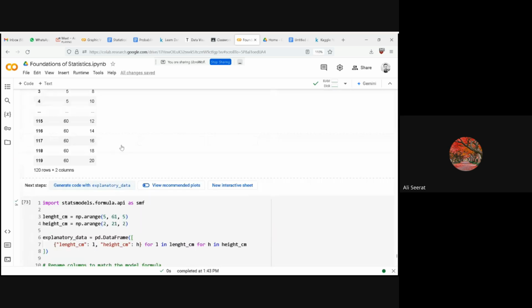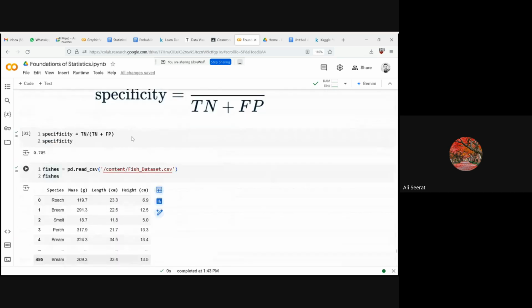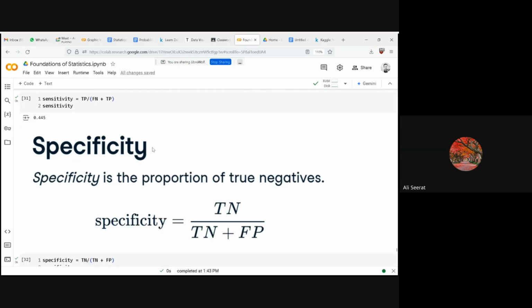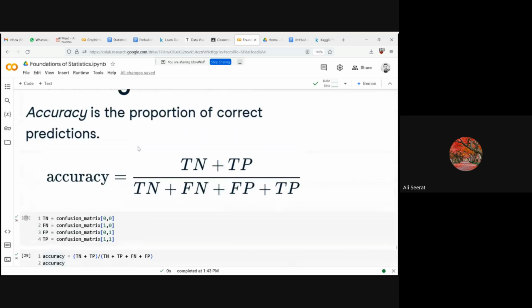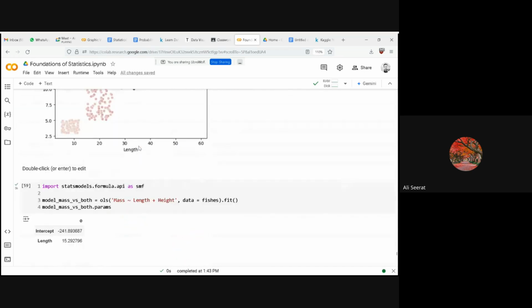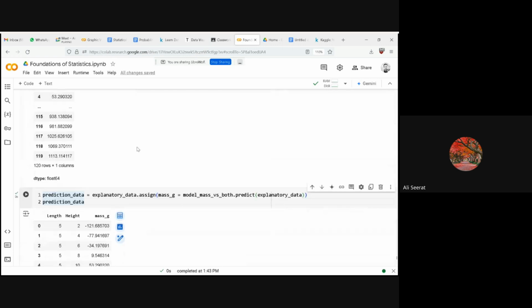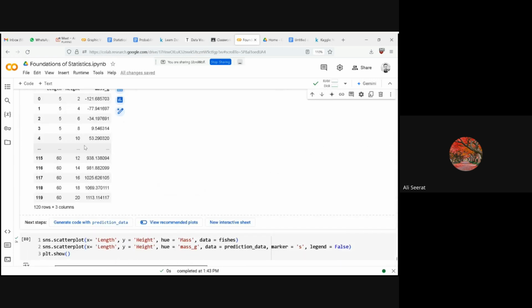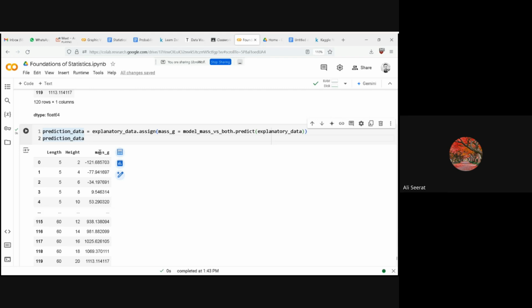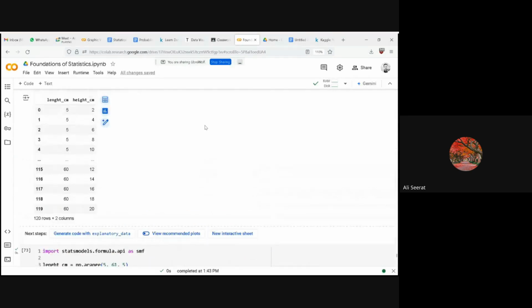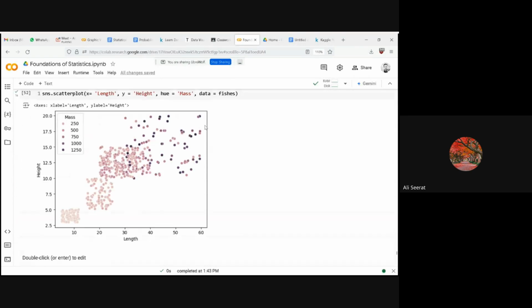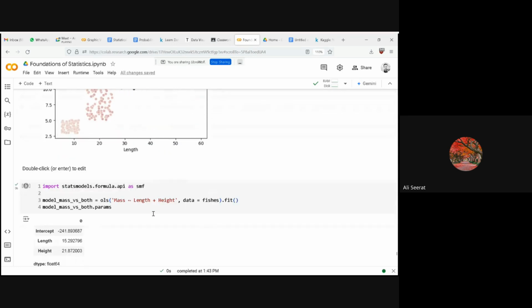This is why we studied all these other metrics here: specificity, sensitivity, accuracy of the models, which you have to try to understand. For the model, it's just predicting something. And the aim of showing you this model was that you can have multiple linear regressions. The only difference is that you will just put a plus here.